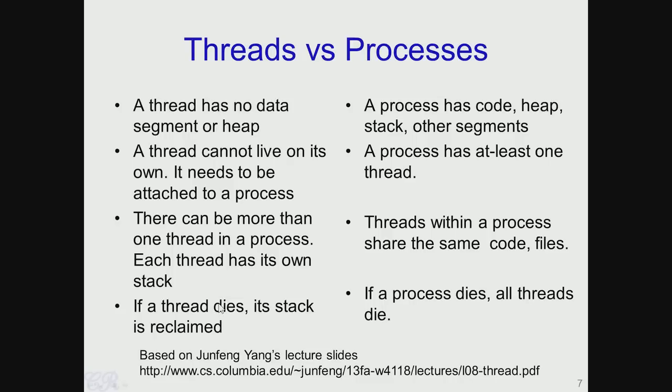So, it is possible that when a thread terminates, the remainder of the process will continue to execute. For example, if a process has say 10 threads and one of the threads terminates, then the remaining 9 threads will continue to execute. On the other hand, if a process terminates, then all threads within that process will also die or terminate.